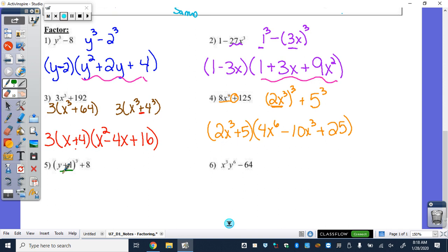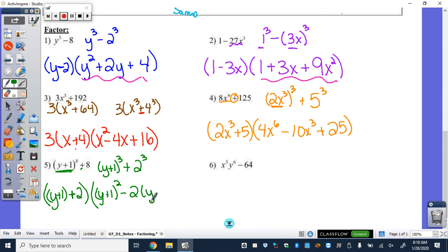Number 5, this first one's already written the way we want it to. It is a binomial, but it's a binomial cube, so that makes it a perfect cube. 8 can be rewritten as 2 cubed. So it's going to follow the same pattern. First, plus this last, because this one was plus initially, so this is going to be plus here. And then it's going to be y plus 1 squared minus 2 times y plus 1 plus 2 squared, which is 4.